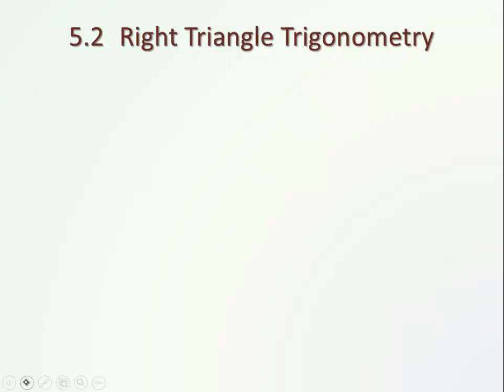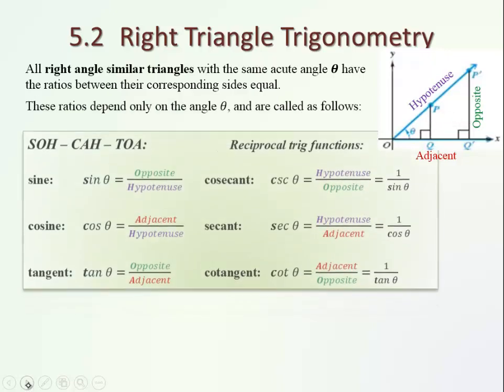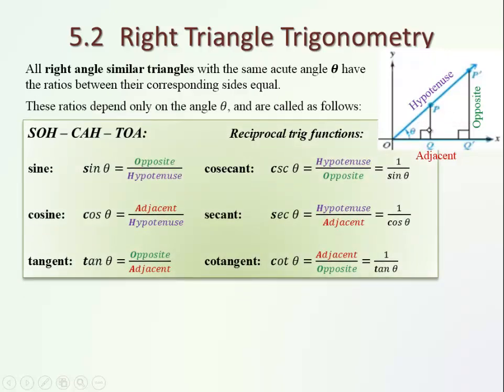In this lesson, we'll review right-angle triangle trigonometry. If we look at all right-angle similar triangles with the same acute angle theta, it happens that the ratios between corresponding sides are always equal. So that means that ratios between any two sides of a right-angle triangle with a given acute angle theta depend only on this angle theta.